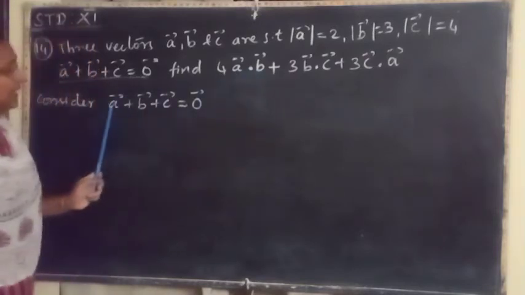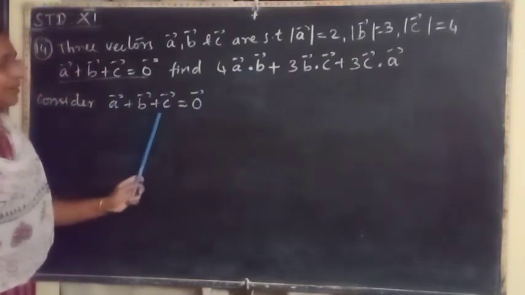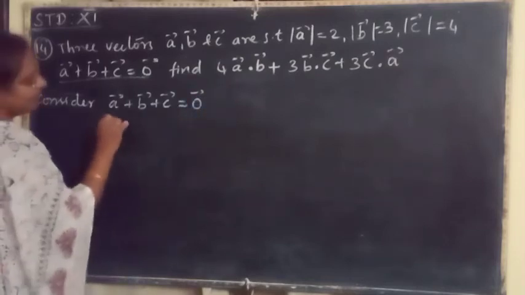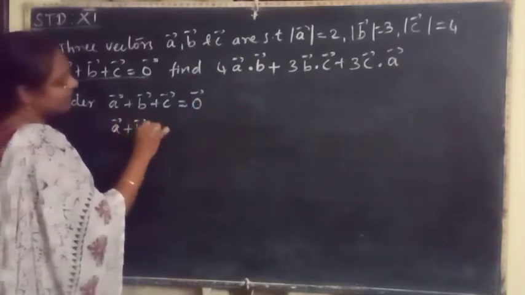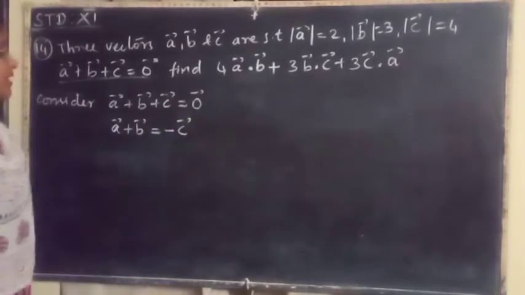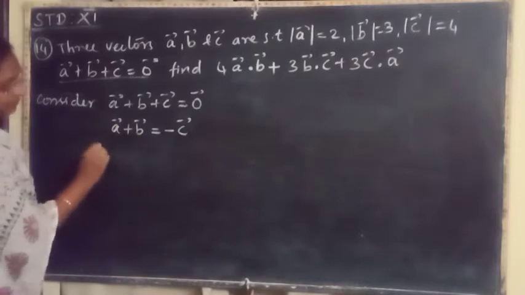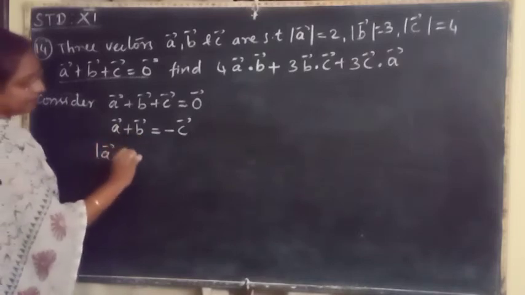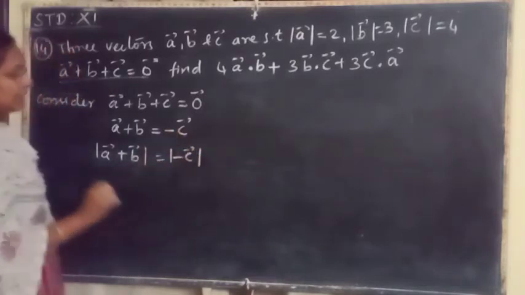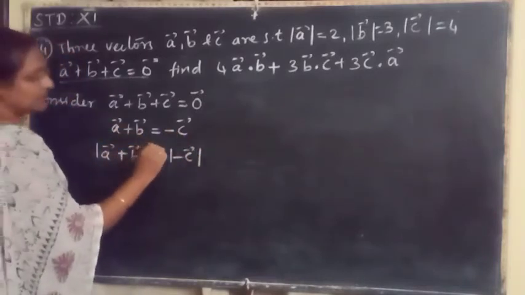So I am going to keep A and B on the LHS and shift this C vector towards the right hand side. So A vector plus B vector equal to minus C. Now we are going to take modulus on both sides. So modulus of A vector plus B vector is equal to modulus of minus C. Now again squaring on both sides.